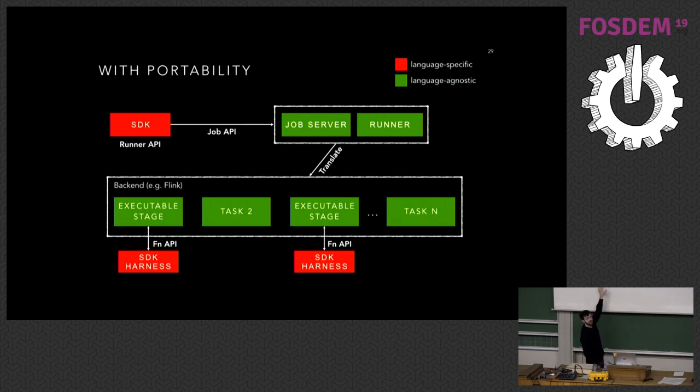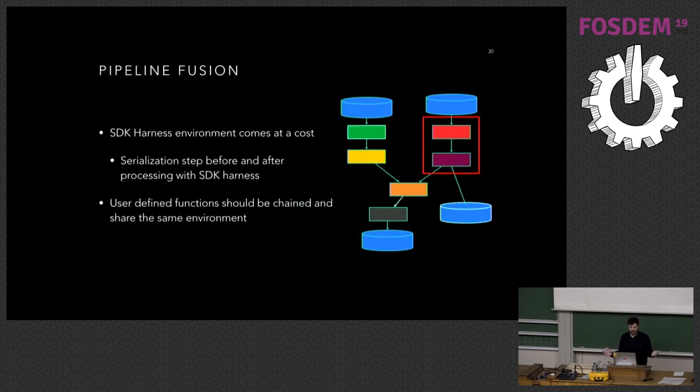We create the harness when we start a job with the Python code, for instance, and then whenever we receive data in that task, we send that to the external process. The external process does its processing and sends that back. It's very simplified.